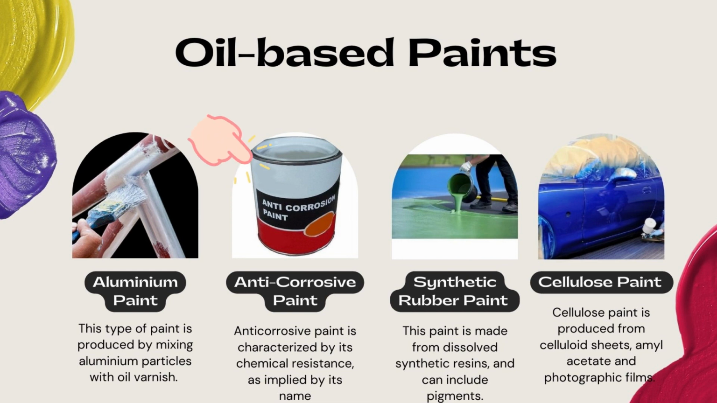Anti-corrosive paint. Anti-corrosive paint is characterized by its chemical resistance as implied by its name. It is made from linseed oil, zinc chrome, and fine sand. Anti-corrosive paint has a black color and is durable and affordable. It is normally used for metallic surfaces and pipes.